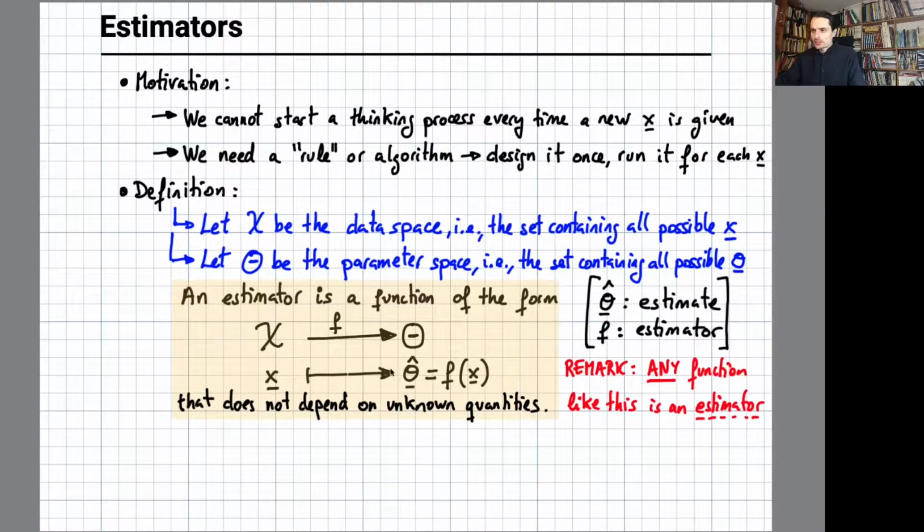Note that the definition here doesn't require that this function gives a good estimate. It must just give some valid value inside this set over here. So we will see down the road what we will call a good estimator or a bad estimator, but even an estimator that returns a stupid estimate qualifies as an estimator.